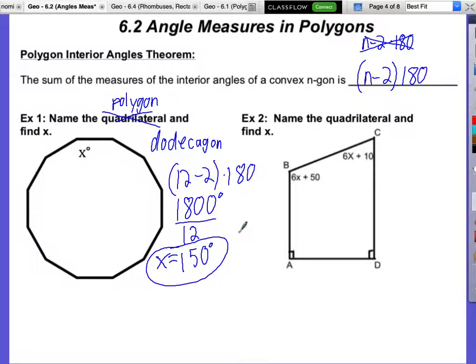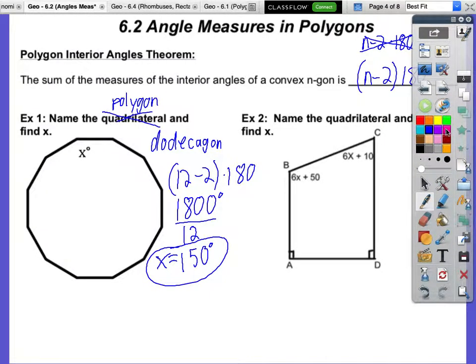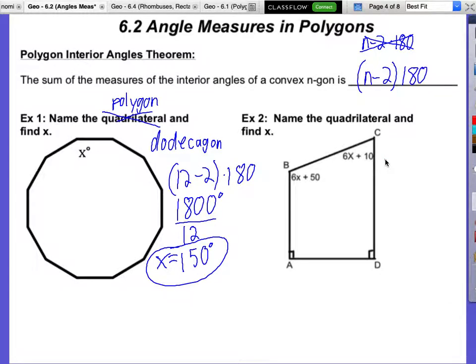Questions on number 1? Liddy. On number 2, this one is supposed to say name the polygon again, but it is a quadrilateral, so we'll skip that one. It's already a quadrilateral. And find x. Would we go about this one necessarily the same way? No. You have to find it.